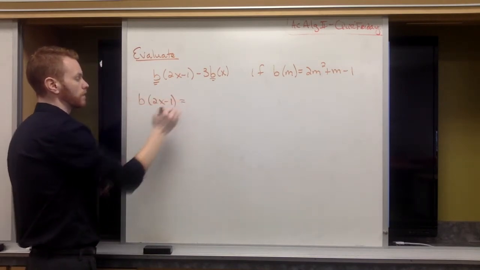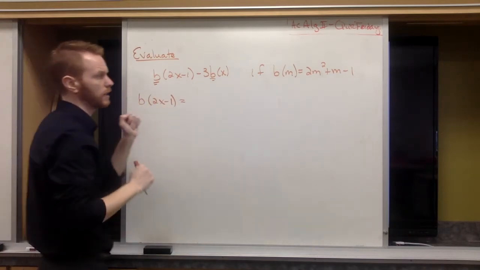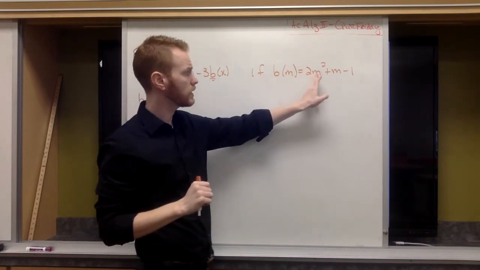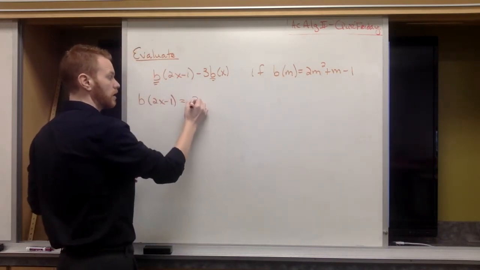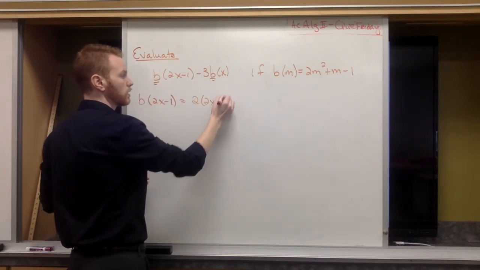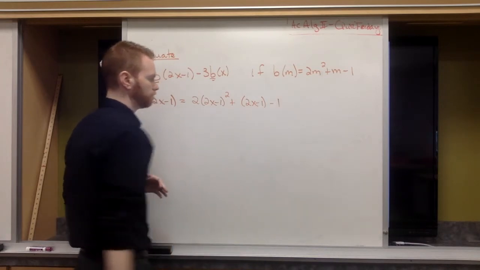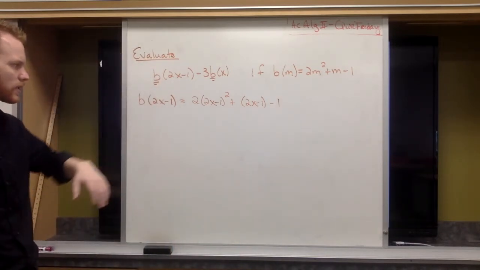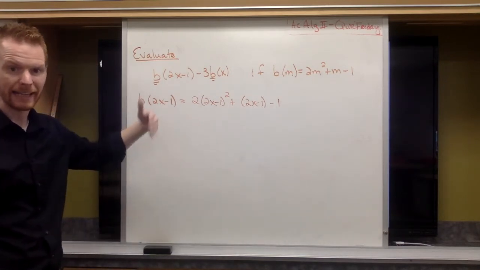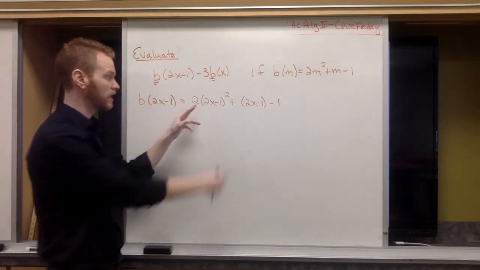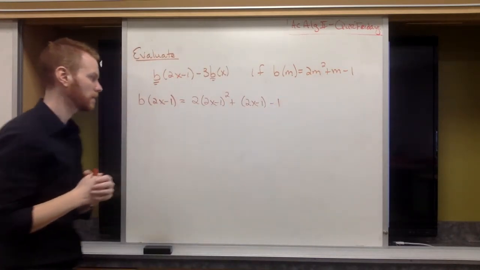So here's the first one. I want to plug 2x minus 1 into function b. So anywhere I see an m, I'm going to replace it with 2x minus 1. Let's go ahead and do that. So 2 times (2x minus 1) squared plus (2x minus 1) minus 1. I think in the last video I made this statement: I like to put parentheses around my substitutions. That way if I go back, I can see what step I'm on. This one you didn't have a choice because you're squaring the entire expression. Okay?